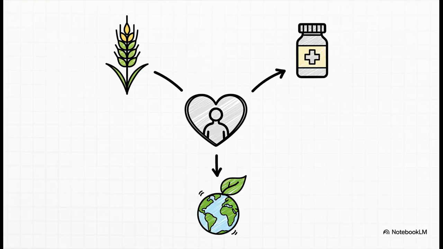Got it? So, when it's all said and done, what's the big picture here? The crucial point is that all these complex processes have one simple aim: to make our lives better. Better crops, new medicines, and a cleaner environment. It's all for human welfare.